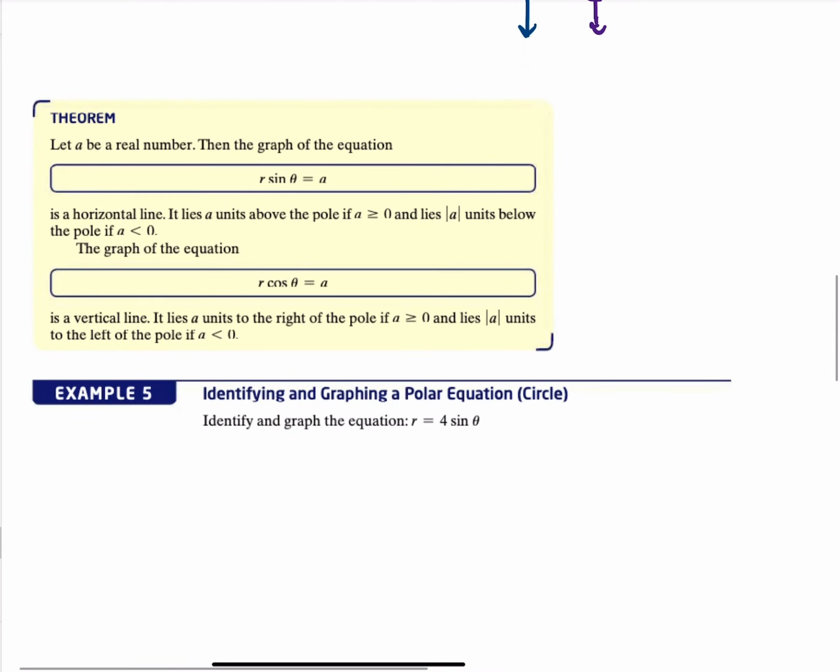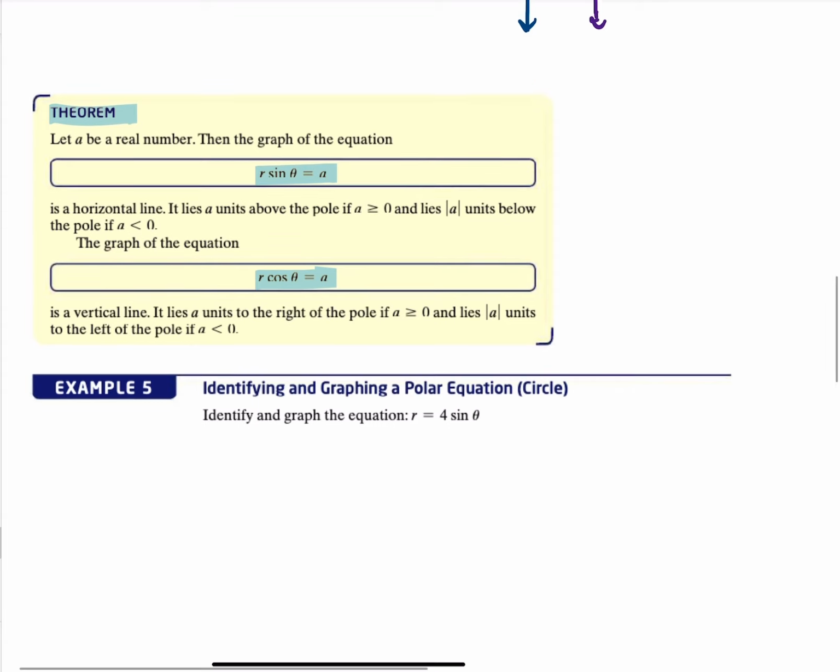So the book gives us this theorem. Let a be any real number. Then if we have r sine of theta equals some number a, we have a horizontal line. And if we have r times the cosine of theta equals a, that gives us a vertical line.